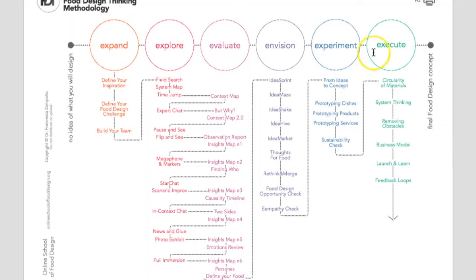So this is my complete food design thinking methodology. And as you can see, it's made of 52 individual methods. Now, most of these methods have been designed to be specific for this food design thinking methodology. And this is why I don't know of anybody else that has done something similar.